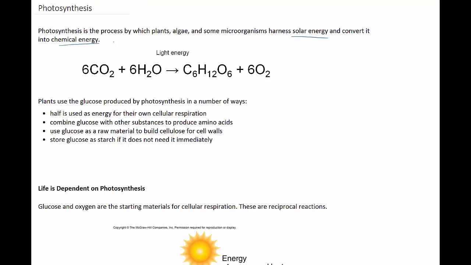And the overall reaction is carbon dioxide and water. Light energy is then used to convert those raw materials into glucose and oxygen.